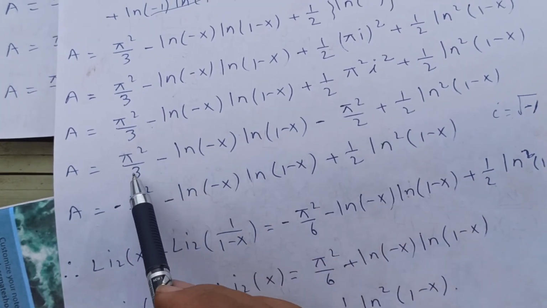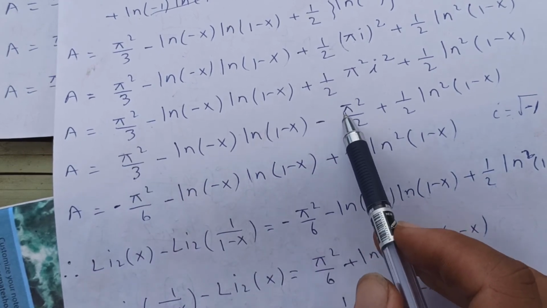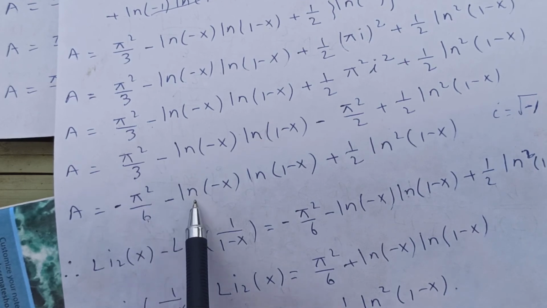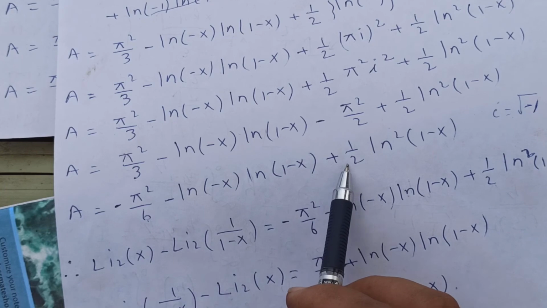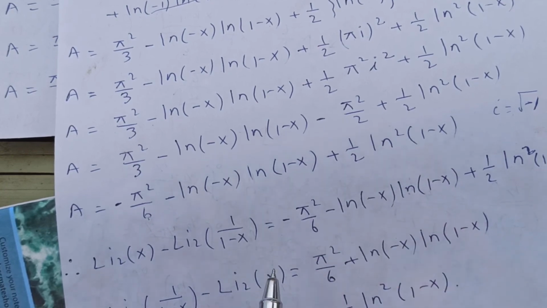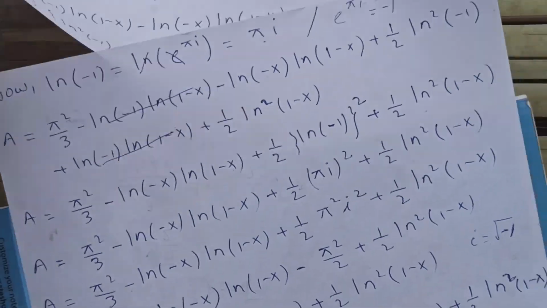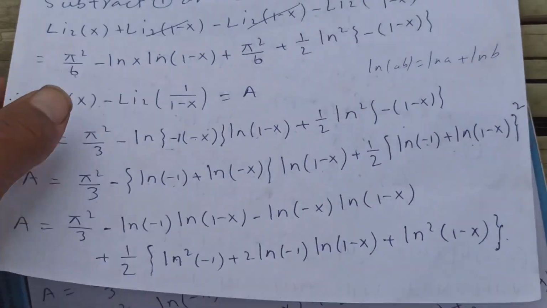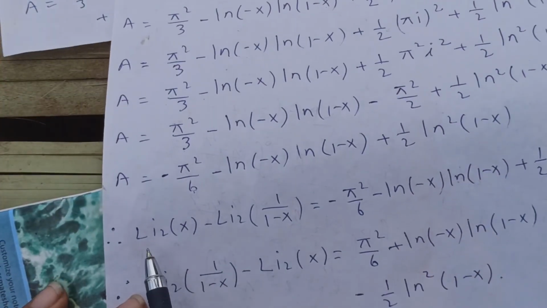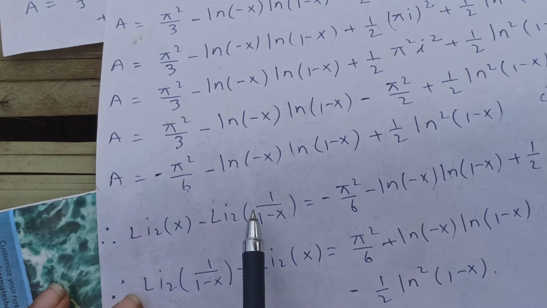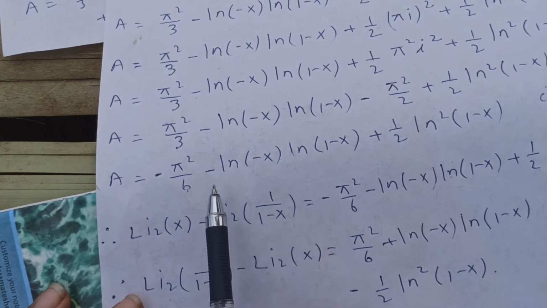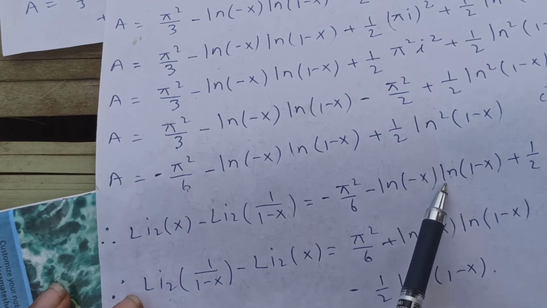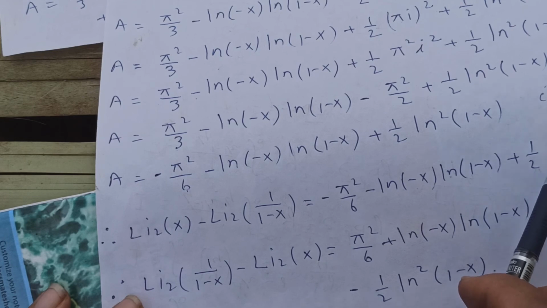Now if you simplify π²/3 minus π²/2, you will get −π²/6, − ln(−x)·ln(1−x) + ½ ln²(1−x). So coming back here, a is nothing but this one, right? Therefore Li₂(x) − Li₂(1/(1−x)) is equal to −π²/6 − ln(−x)·ln(1−x) + ½ ln²(1−x).